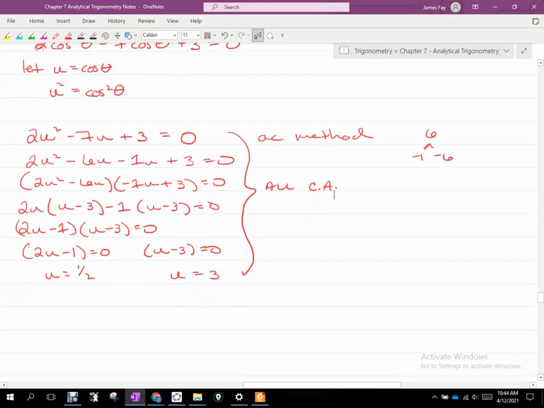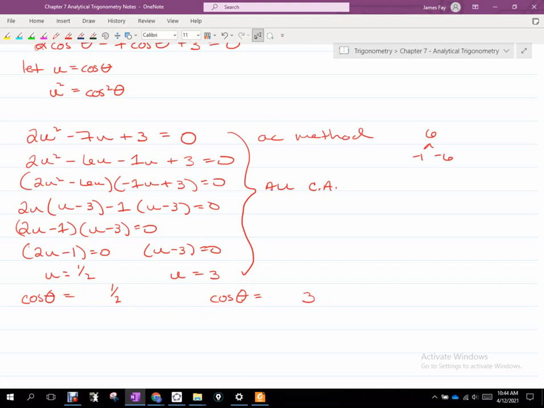So you guys get down to u equals 1/2 and u equals 3. Okay, and that's all relying on our college algebra, right? There's no trig there. Now, what was u? Cosine. So I'm going to make that substitution. Cosine theta equals 1/2. And then over here, cosine theta equals 3.